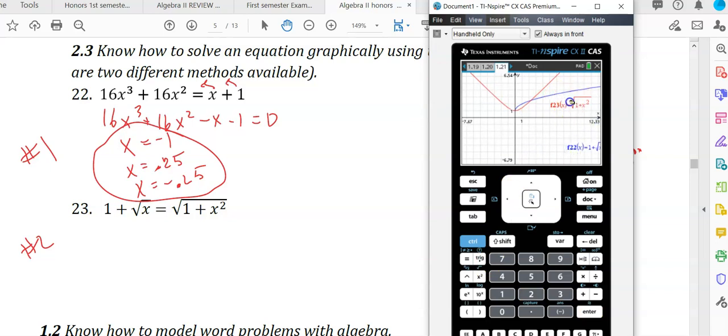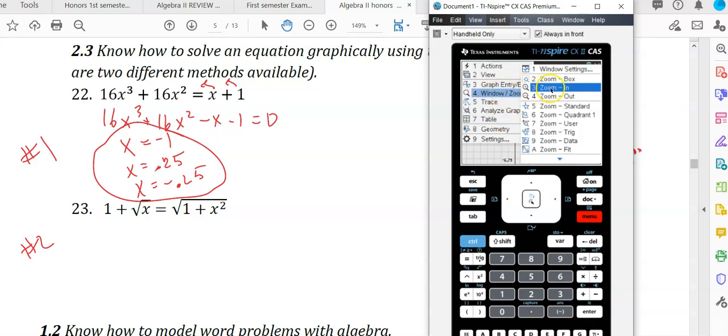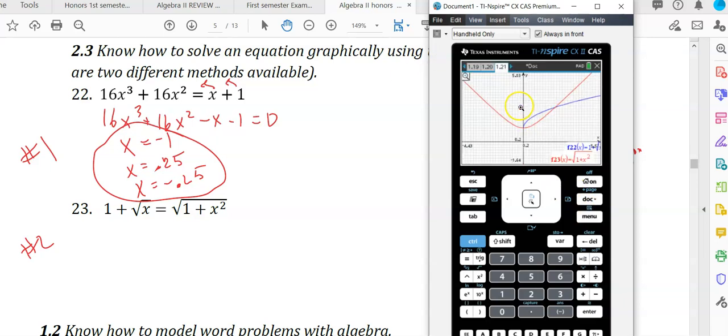Okay, so I'm trying to find out where those two equations cross. What are the x values of their intersection points? So you could zoom in. Again, if you want to change your zoom, you can do stuff like this. So zoom in. I'm just going to click over here and make it the center. I like that view a little bit better. I'm going to go ahead and change that.